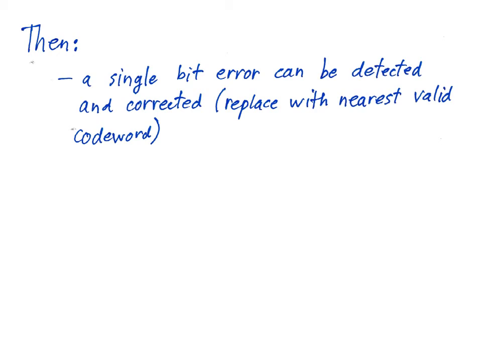This way, a single bit error can be detected and corrected because since the nearest code word to any other code word is 3 bits away, 1 bit being an error makes it easy to discover which valid code word is closest to that. And there will only be 1. Therefore, we can replace the incorrectly received code word with the correct valid code word.